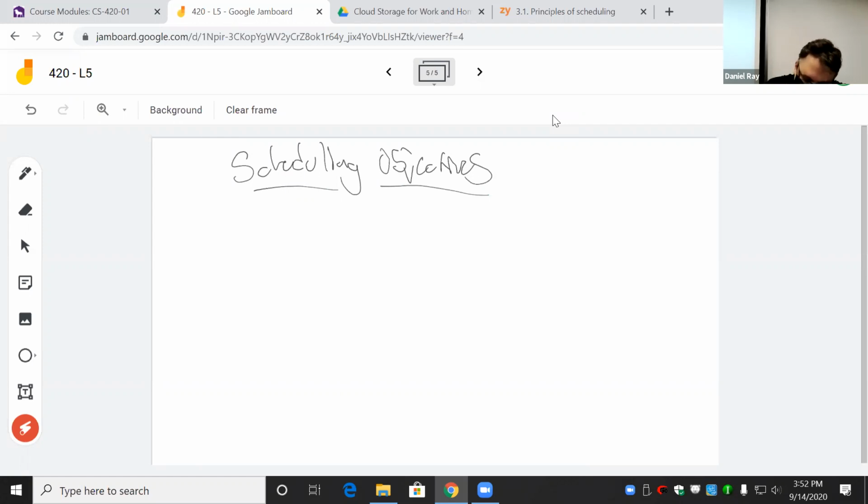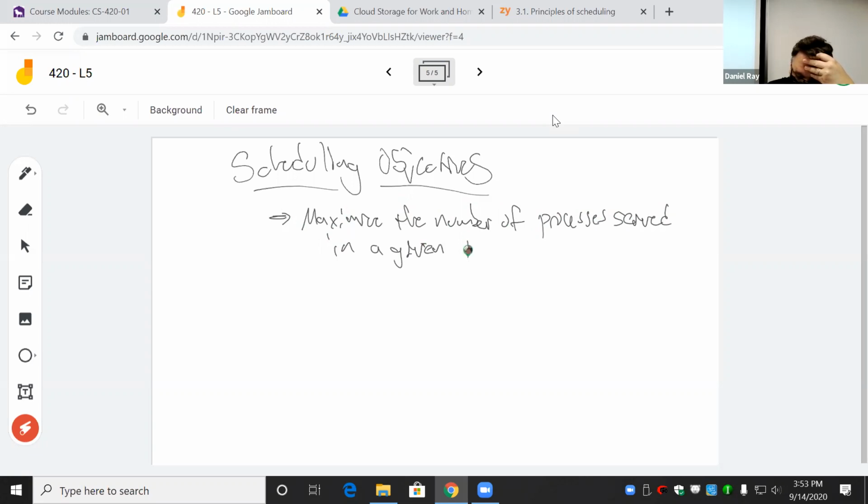Sort of the most straightforward scheduling objective is to maximize the number of processes served in a given time. And by served, I mean completed, that went from beginning to end in a unit of time.